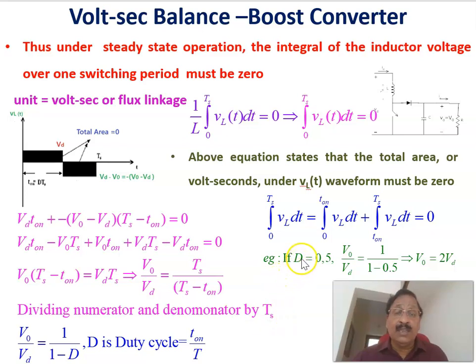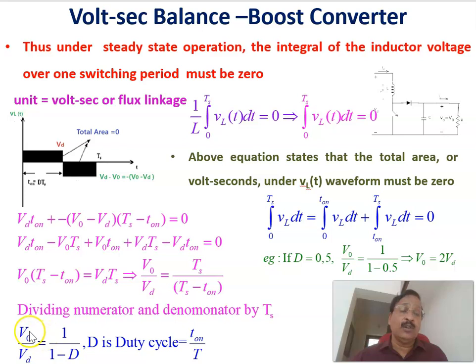For example, if you make the duty cycle equal to 0.5, it is equal to 1 by (1 minus 0.5), so the output voltage is equal to 2 times the input voltage. Average output voltage V0 is equal to 2 times the input voltage. Therefore, by changing the value of D, as D increases, the output voltage increases, so the average output voltage can be changed, and it will be more than the input voltage. That is why it is called a boost converter or a step-up converter.